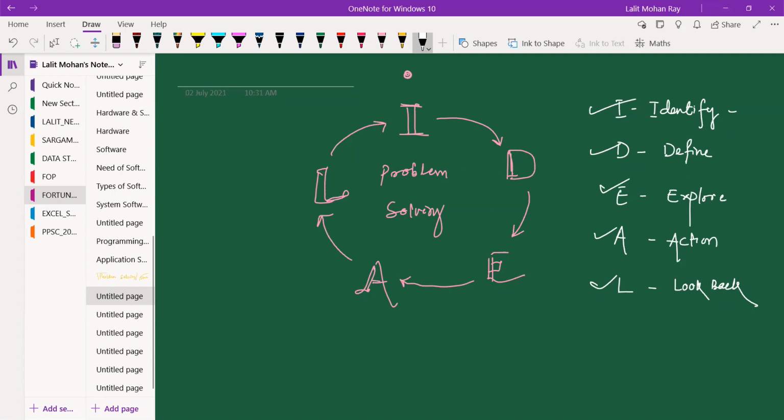Very good. Then there are some skills a person or problem solver needs when solving a problem. What are those skills? Skills are required. Without skill, we cannot solve a problem. Without skill, we cannot identify the problem also. Without skill, without experience, we cannot define, we cannot explore the correct alternative.